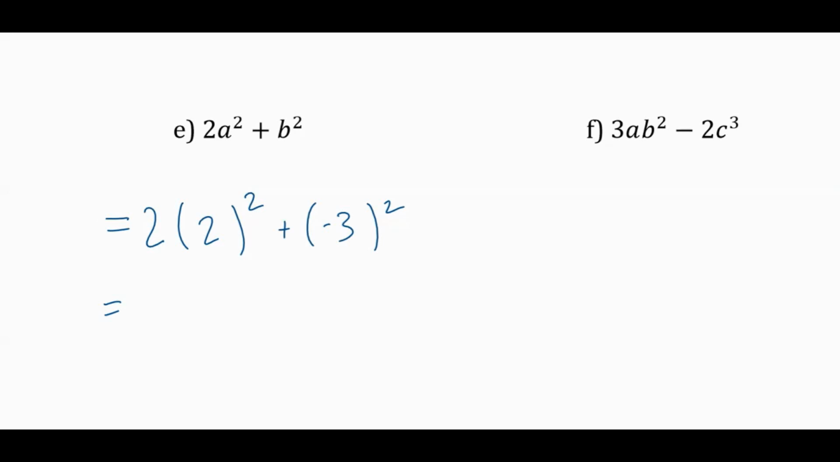Negative 3 all squared. Remember, that's going to be like negative 3 times negative 3. So I've got 2 negatives, and that's going to be positive 9. 2 times 4 is 8, plus 9, 17. Okay, I want you to try this next one on your own.